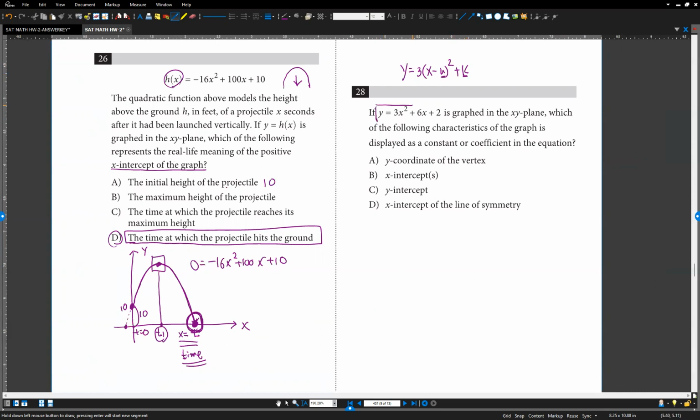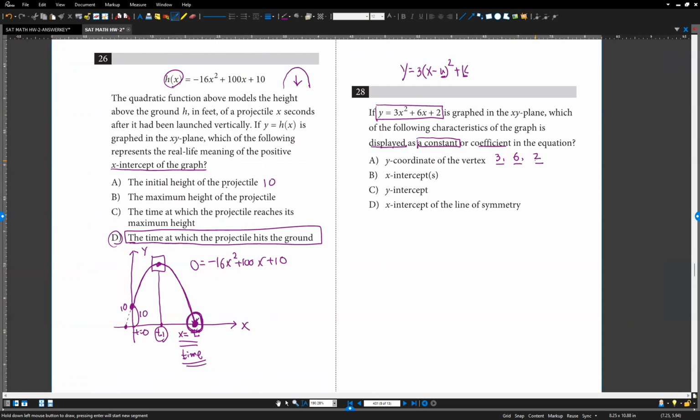Now this is given in standard form, in descending order, okay? Using this standard form, which of the following characteristics of the graph is displayed? We can see the numbers in the equation as constants. We have constants 3, 6, and 2. Coefficients and constant, we have 3 numbers over here. What are these numbers?